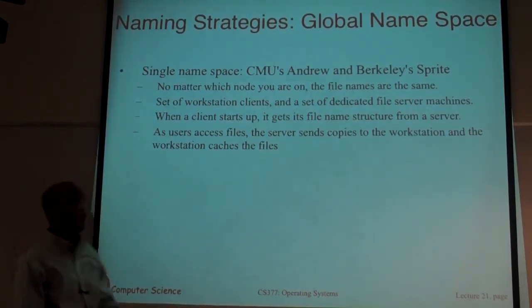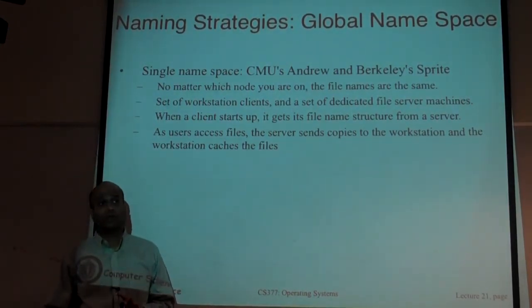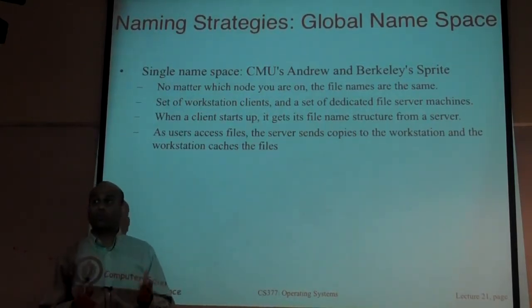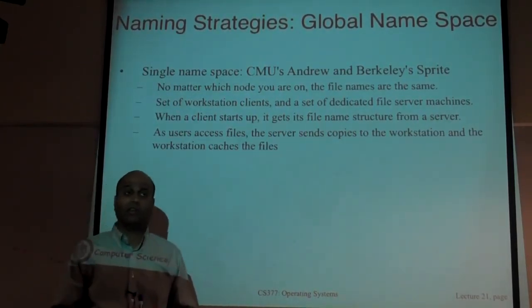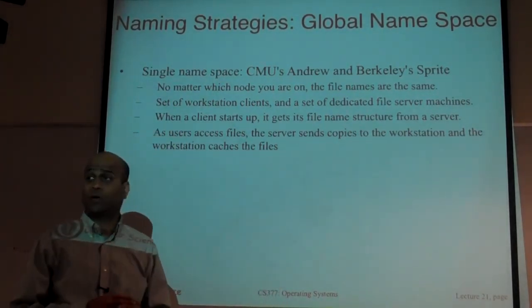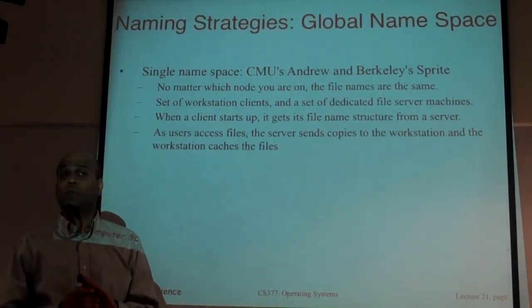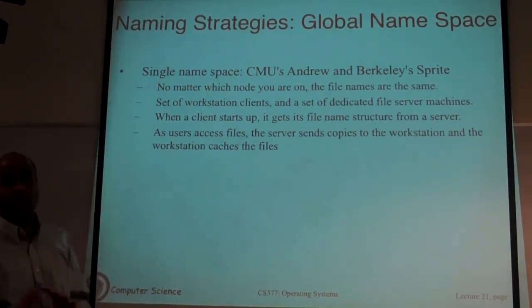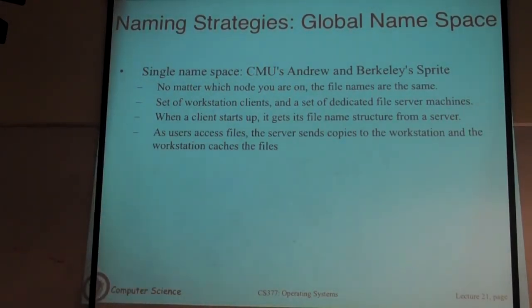There is something called the Andrew file system, which was developed at CMU, commercialized, available now in Linux, and also available as a commercial file system. There's another one called the Sprite file system that made this naming convention popular. Okay. The simplest way to understand global name convention is to think of the naming convention in the web.